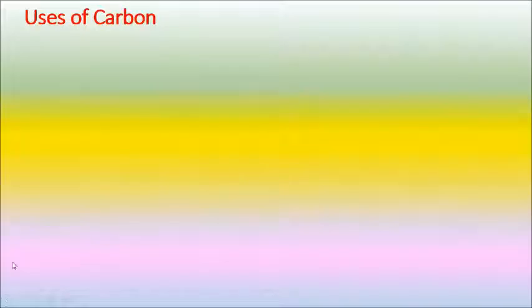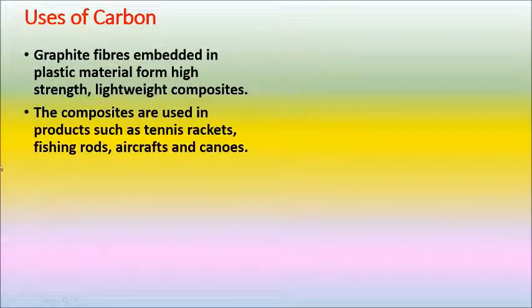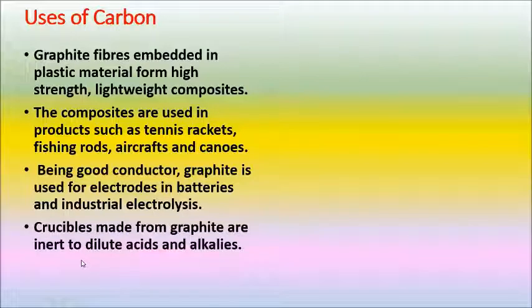Now, when we talk about the uses of carbon, there are many uses. Graphite fibers embedded in plastic material form high strength, lightweight composites. These composites are used in products such as tennis rackets, fishing rods, aircraft, and canoes. Being a good conductor, graphite is used for electrodes in batteries and for industrial electrolysis also. Crucibles made from graphite are inert to dilute acids and alkalis.